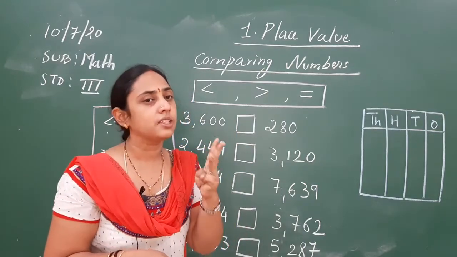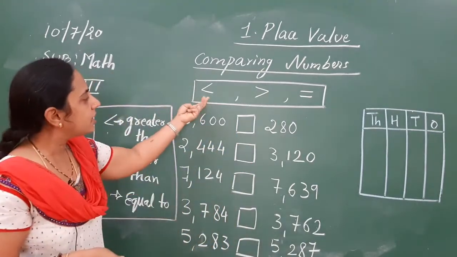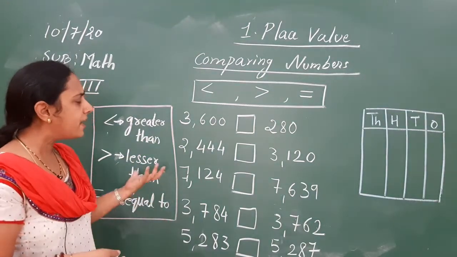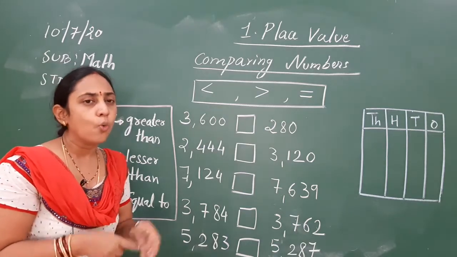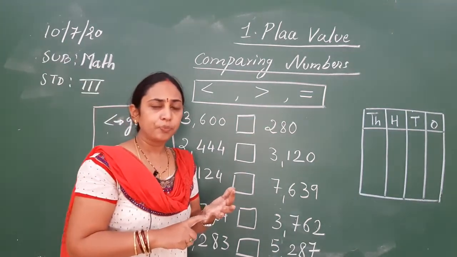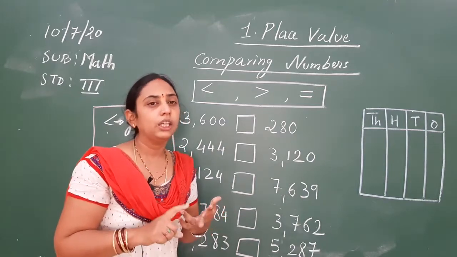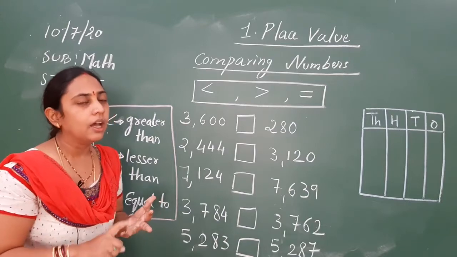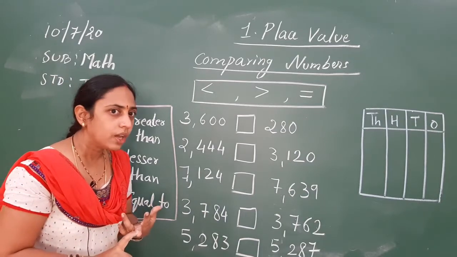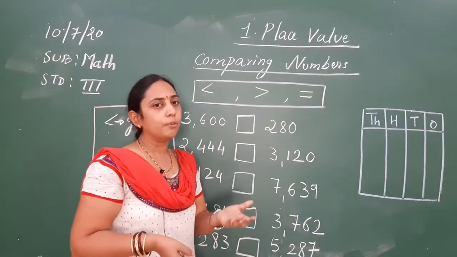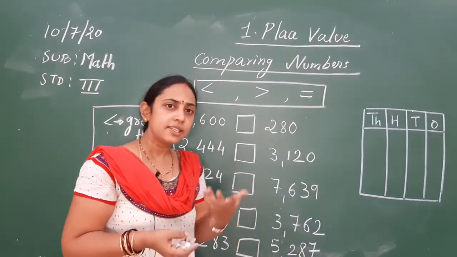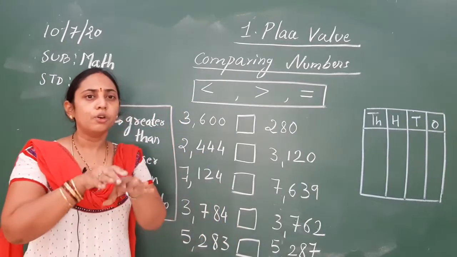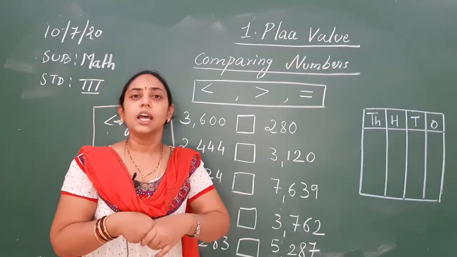So there are three signs we deal with in comparing numbers: greater than, lesser than, and equal to, right? Greater than means which number is more, lesser than means which number is less, and equal to is when both are the same.